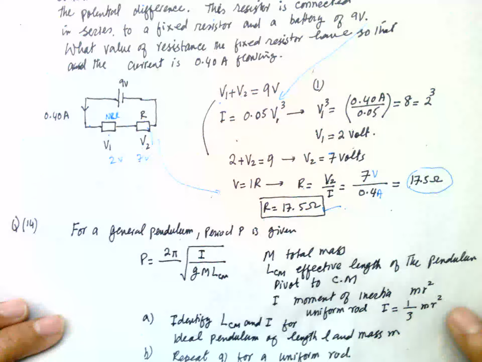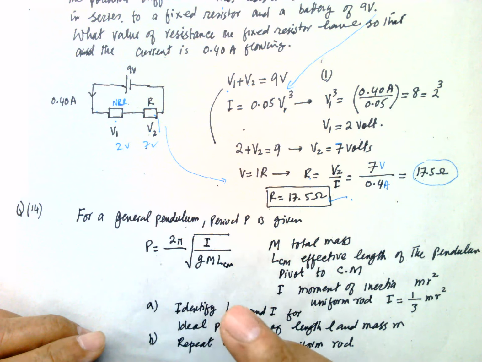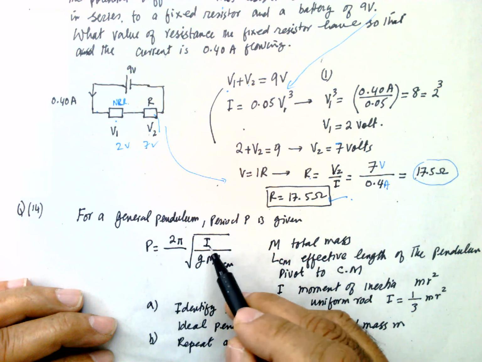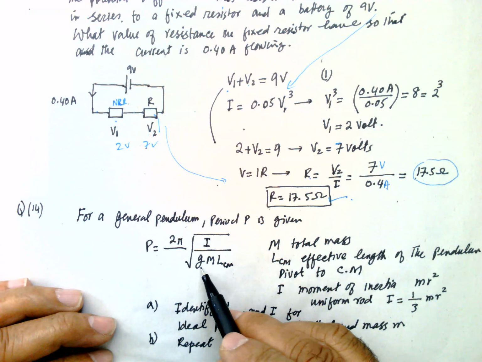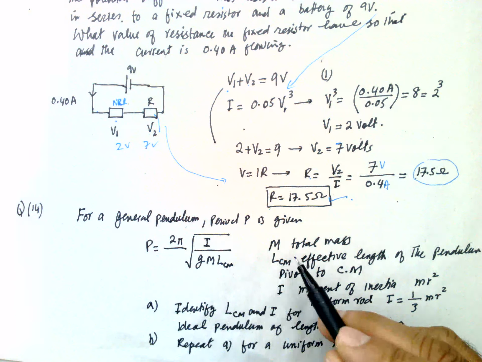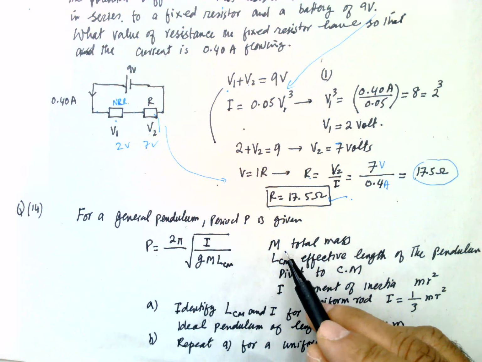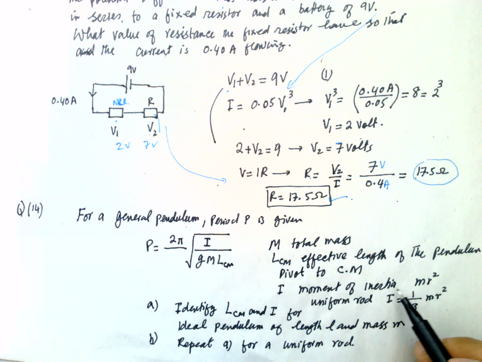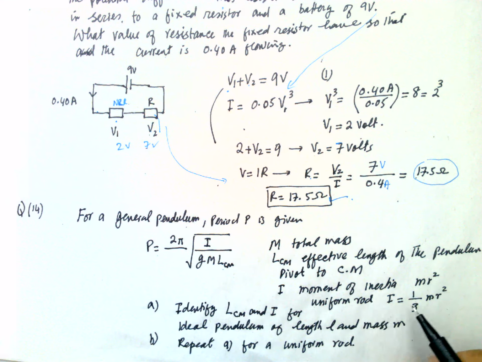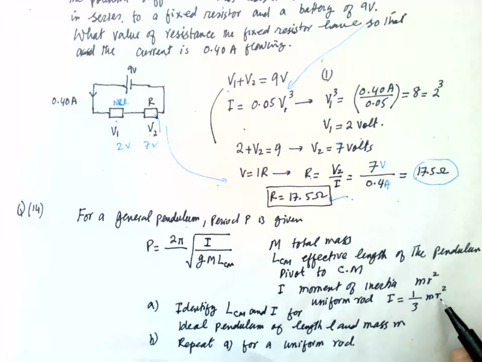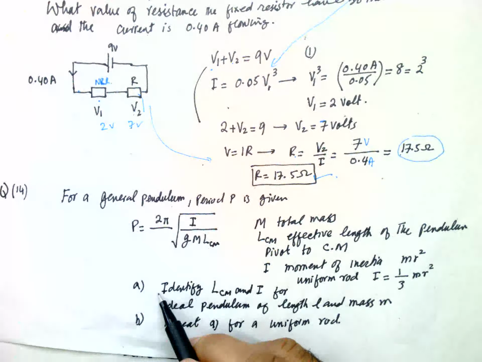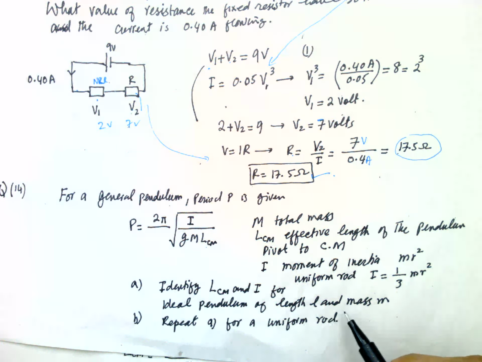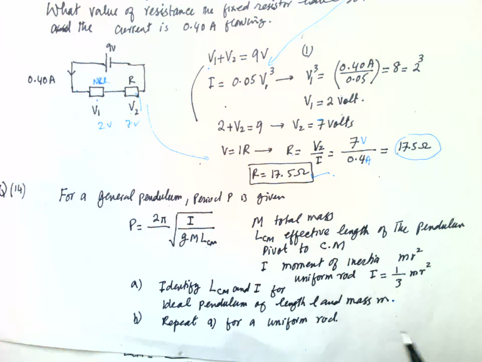Second, this is a slightly complicated and long question. This is the general formula of a pendulum for the time period T: 2 pi times the square root of I over M g L_CM, where I is the moment of inertia, M is the total mass, and L_CM is the effective length of the pendulum from the pivot to the center of mass. I is M r squared generally, and for a uniform rod it is one third M r squared because of the symmetry. So question A is to identify L_CM and I for an ideal pendulum with length L and mass M.